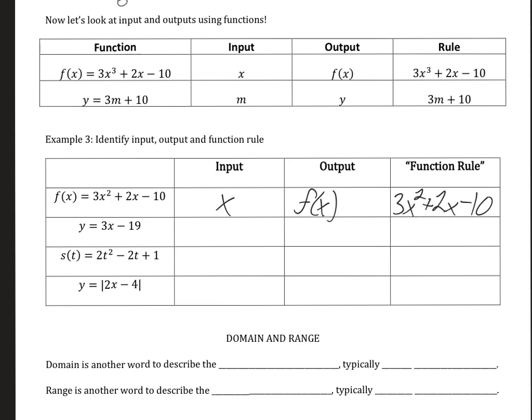Looking down below, my input, again, is just x. My output, this time, is y. It is whatever is over on this side. My input is whatever's in the rule. My output is whatever's on the other side. So my function rule is 3x minus 19. A way you can double check your input and your function rule: check and make sure that whatever's in your input is in your function rule. Okay, go ahead and try the next one.